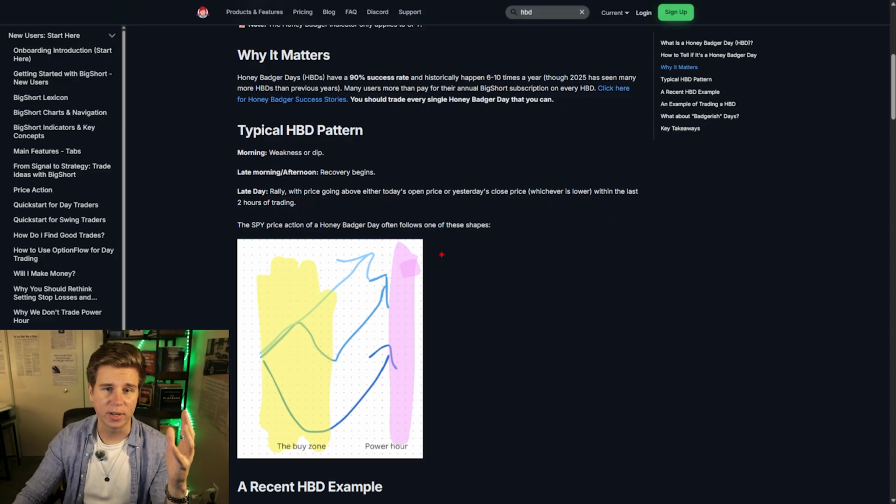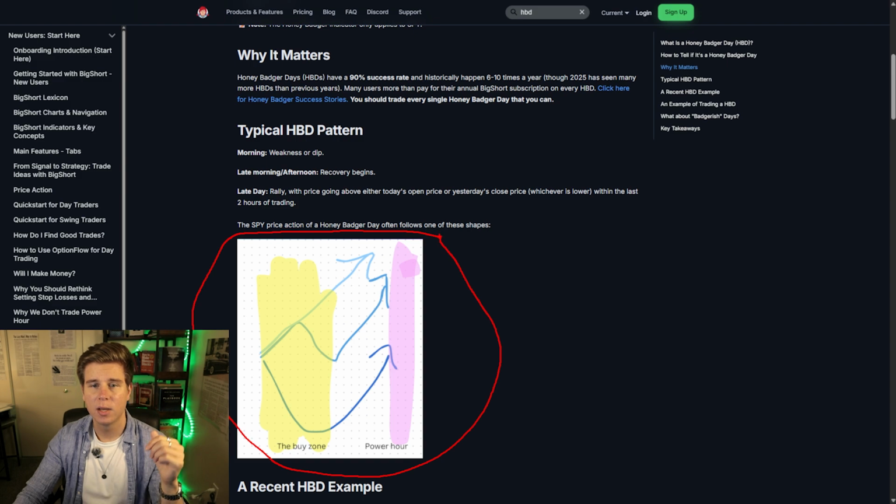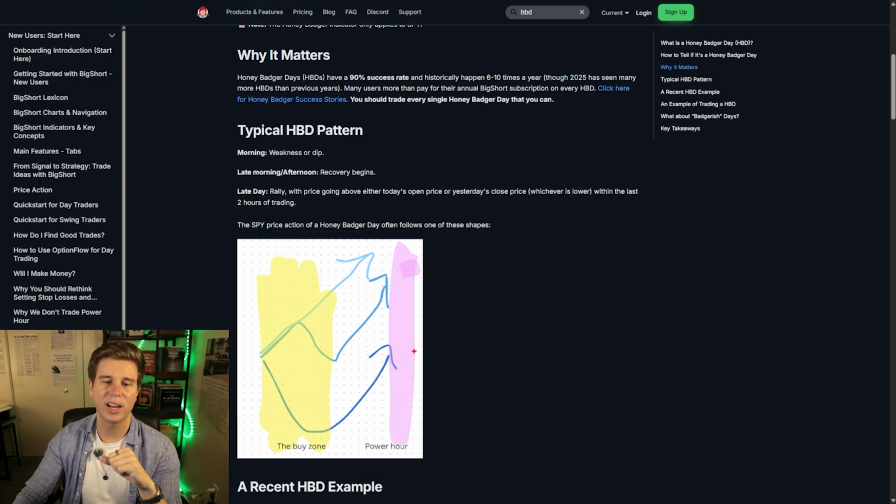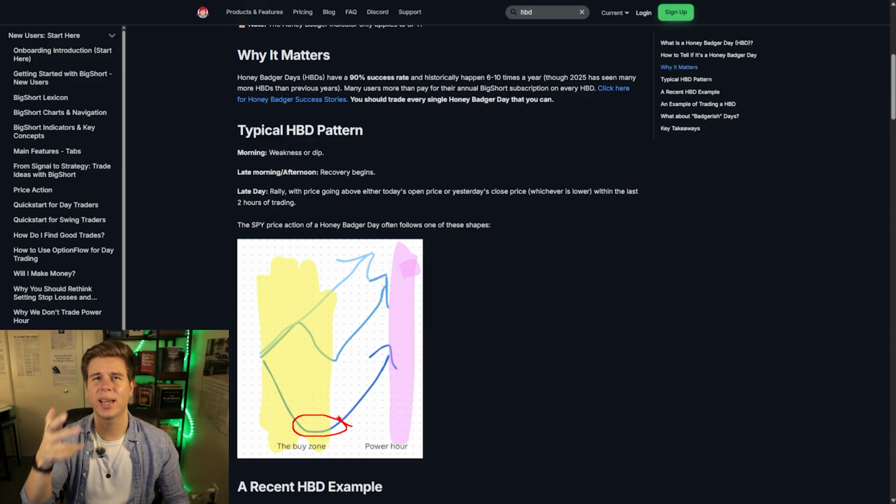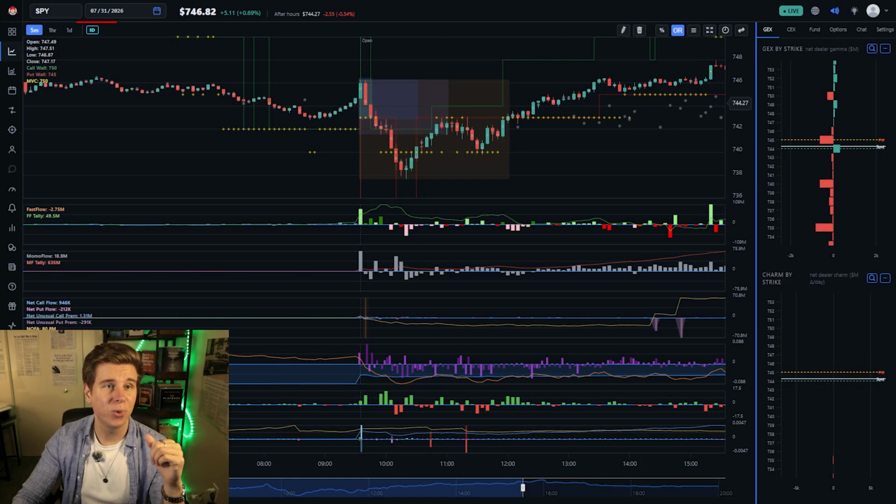Now, when we do have a honey badger day, and these 3 shapes, what you're looking for is, if it's a U-shaped day, you're looking at other big short indicators to find a potential entry. So let's take a look at an example here. Funnily enough, 731, the day I keep showing you, was a badgerish day. So this wasn't a full honey badger day, but as you can see, it has that U shape, right?